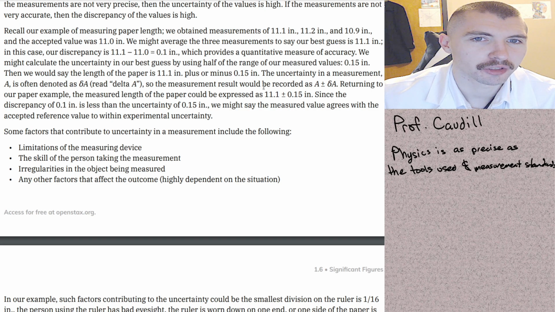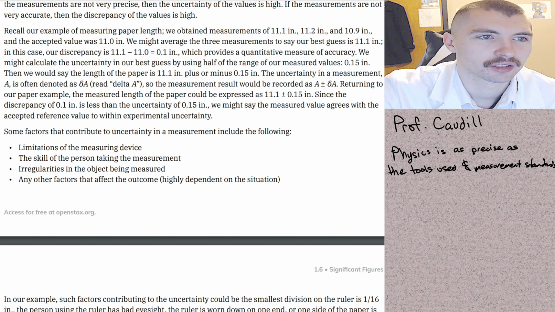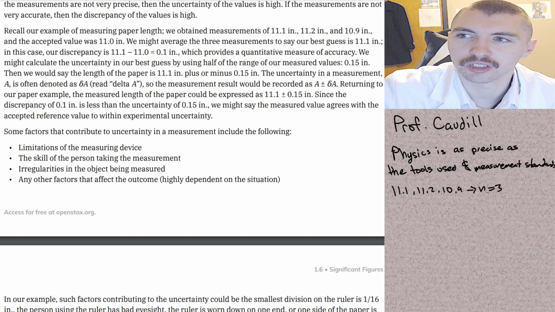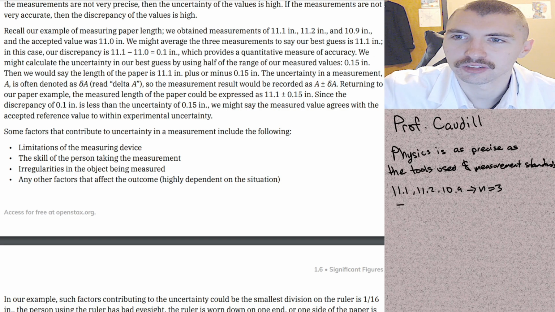So we might average 3 measurements to say our best guess is 11. Yeah, so these are our measurements: 11.1, 11.2, 10.9. So this is n equals 3. We have 3 measurements, so if you wanted to find the average, it's the sum of each n over n.